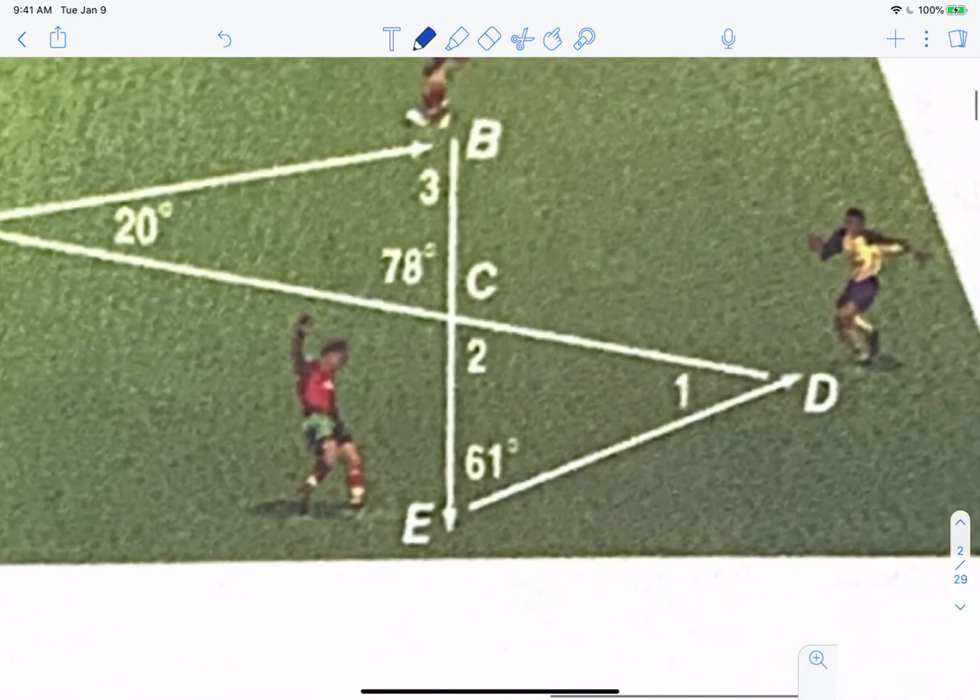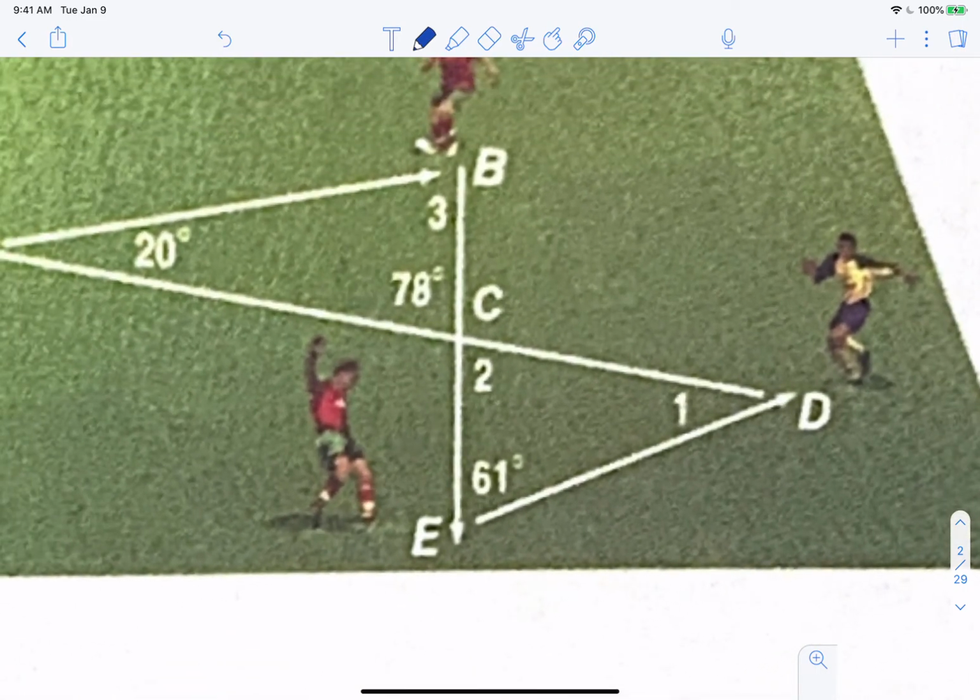We have this diagram right here, and we have to find the missing angles: angle 1, angle 2, angle 3. I know 3 of them. The top left angle is 20 degrees, 78 degrees is this one, and 61. Those are angles that I know. I need to find angle 1, angle 2, angle 3, not necessarily in that order.